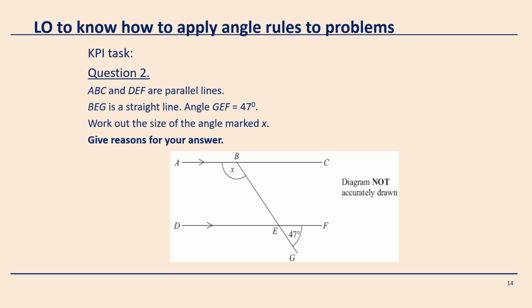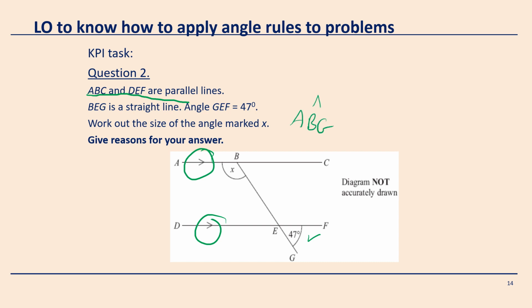Okay, 3, 2, 1. Right, it tells me A, B, C and D, E, F are parallel lines, and that's highlighted with these two arrows. Right, BEG is a straight line, so it tells me that that's a straight line. Angle GEF, so there's GEF is 47 degrees, so that's marked in. Work out the size of X, and here's X here. So X is A, B, G.